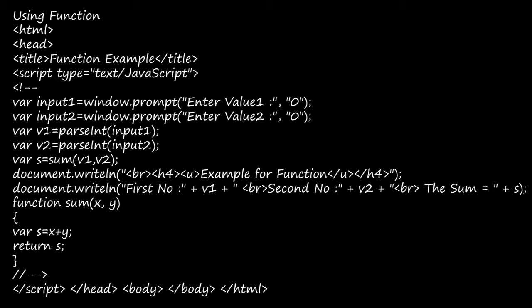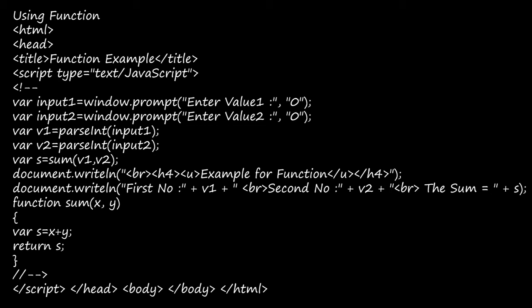Okay, and the next line, document.writeln, inside the brackets, inside double quotes, first number, and then v1, br is to get the value in the next line, right? Second number, v2. The value of v1 and the value of v2 will be displayed here in the place of v1 and v2, and then the sum is equal to, inside double quotes, br, the sum is equal to, so this much will be displayed as such, and the value of s will be displayed at the end, right? So how will you find the value of s?